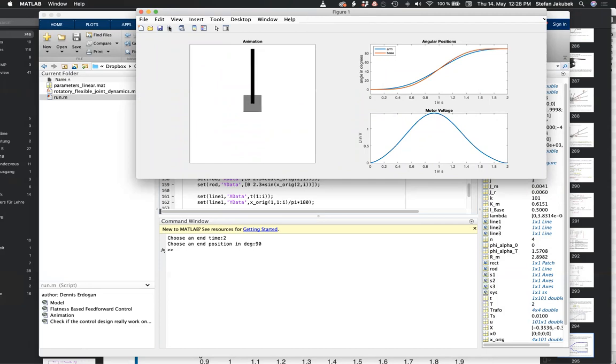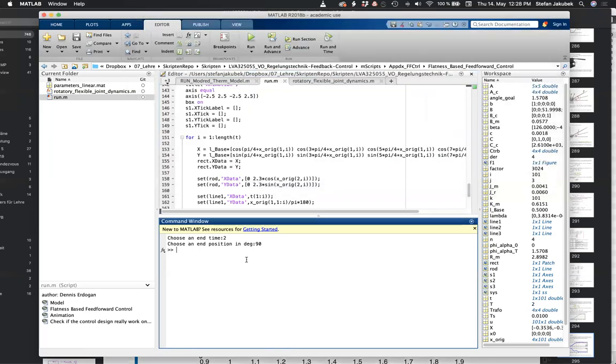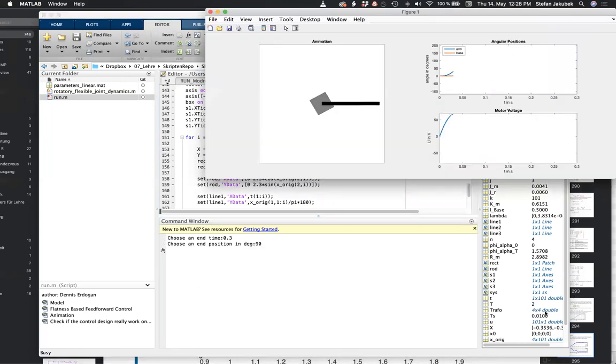Okay, and now obviously we can also go into the opposite direction. So let's try this much faster, like for example, 0.3 seconds. So you see now there's a lot of twisting required, and of course the actual system wouldn't work because there is some detent, so you cannot twist it indefinitely.